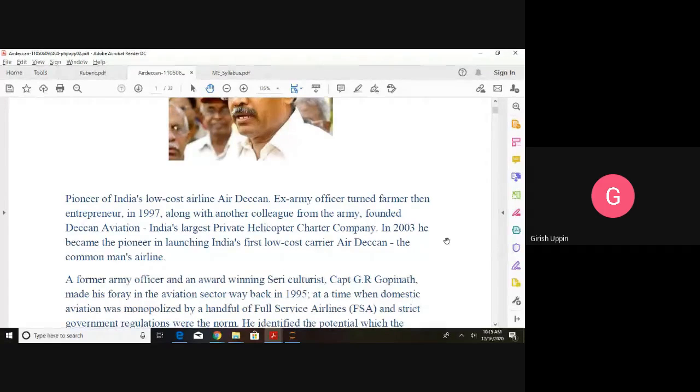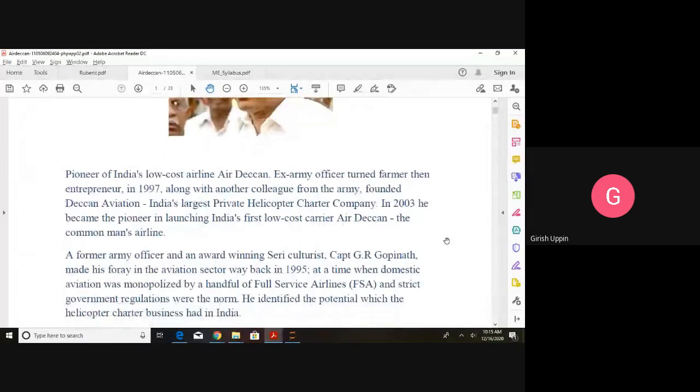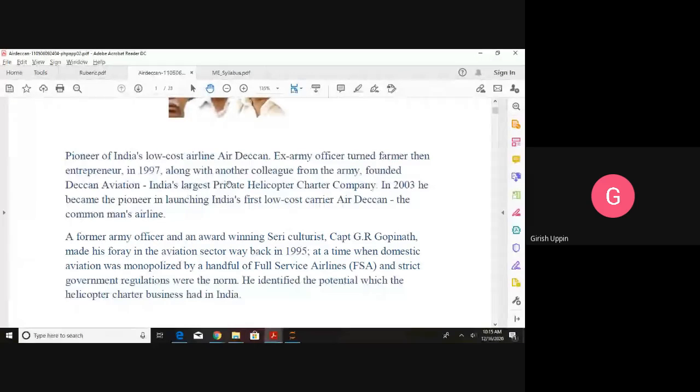As a farmer, he grew different vegetables, and he tried to bring new technology and new ideas into farming. From there, he moved into sericulture. In sericulture, he involved many different types of technology to improve the silk quality. He was consulted by many governments and NGOs in that particular sector. He started, along with another colleague from the army, Air Deccan Aviation, India's largest private helicopter charter. In 2003, he became the pioneer in launching India's low-cost carrier, Air Deccan, the common man's airline.